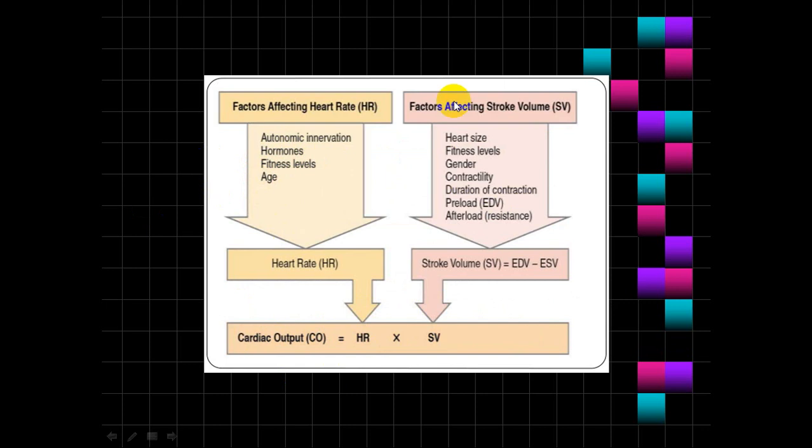So that is heart rate, while factors affecting stroke volume are heart size, fitness level, gender, since male and female are different, contractility, as we said, duration of contraction, which in tachycardia is quite different from bradycardia, preload, venous return, and afterload resistance. All these factors affect the stroke volume. We can modify any of them by modifying these factors.